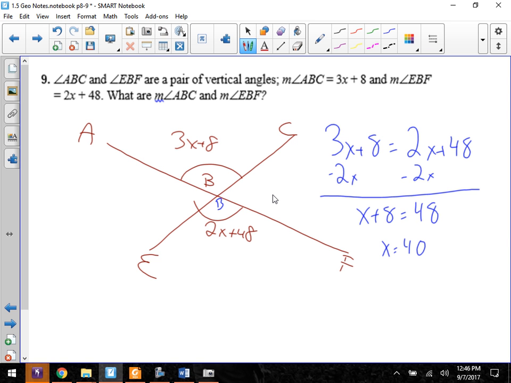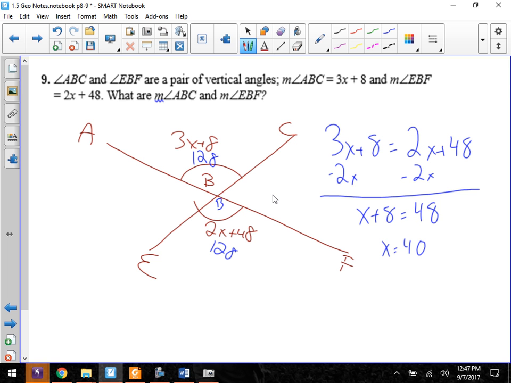Okay. Now, it didn't ask you just to solve for x. It asked you to solve for the angle measures, which means what do you have to do? Substitute back in. Very good. 120 plus 8 is 128. 80 plus 48 is. There you go. Okay. That's really good.